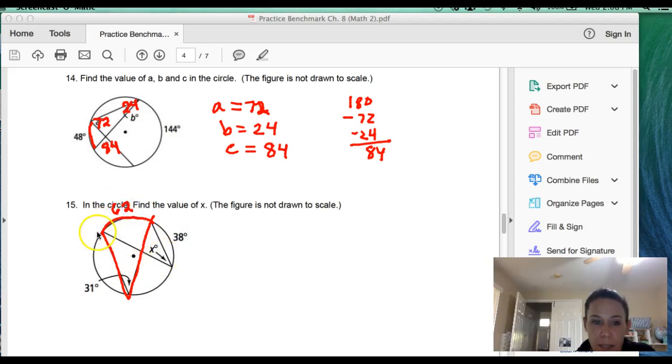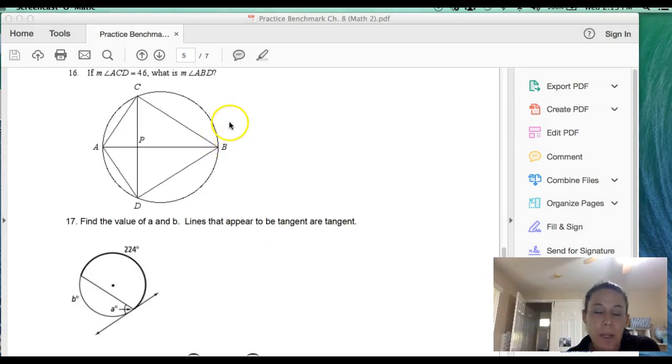Well, look at x. It is also an inscribed angle that intercepts the same arc. So it's going to be half of this, which is 31. So these will be congruent. This is also 31, and you're done. X is 31 degrees. So just know your properties, look at the puzzle. All right, more properties, same properties, similar properties.